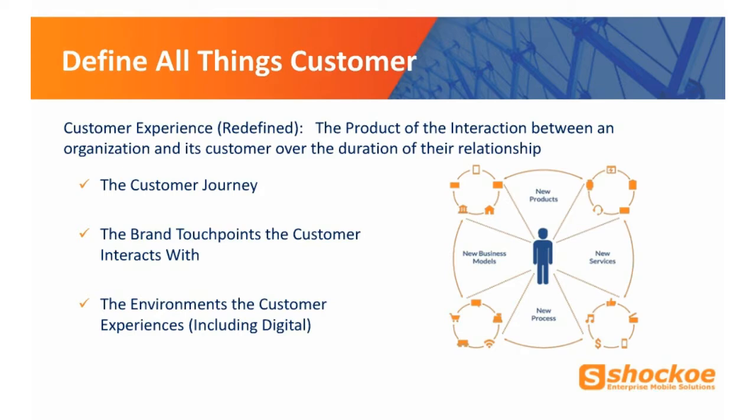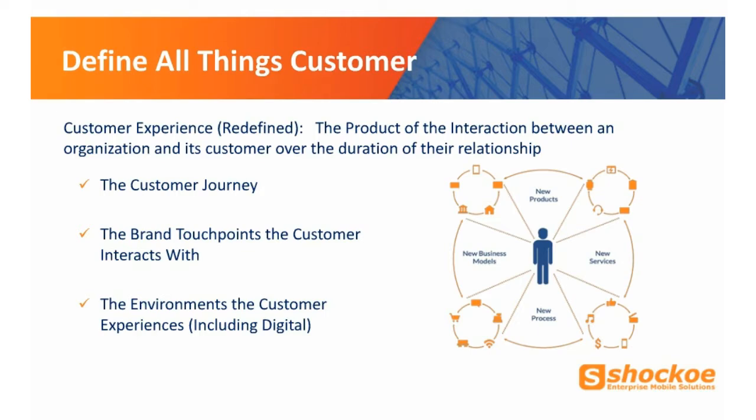Before we start, I really wanted to focus on the customer. The customer is the most important thing of the API. The customers are what is demanding this transformation into API management. The way Shockoe and Axway define customers is the product of the interaction between an organization and its customers. Customers can be defined as end users, those people that are buying your product or relating with your brand from an end user perspective. They could also be employees or partners.